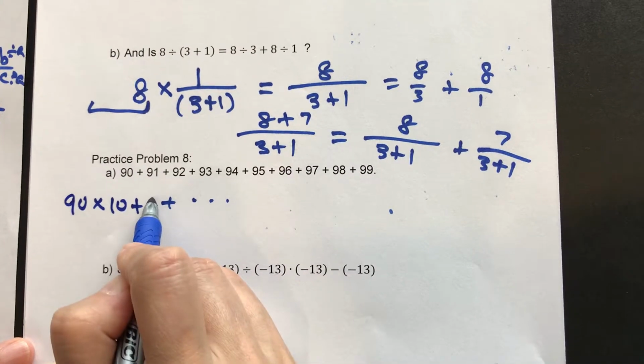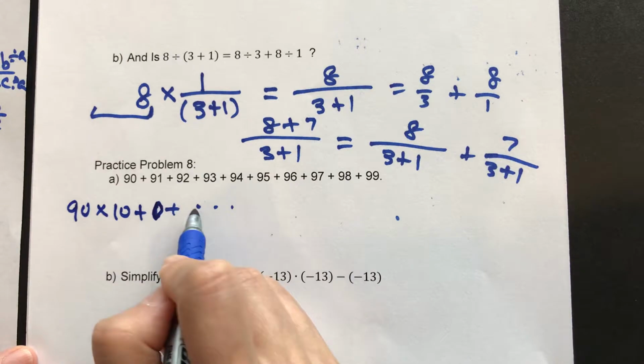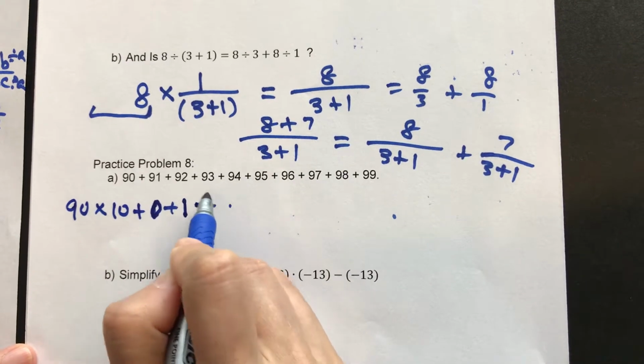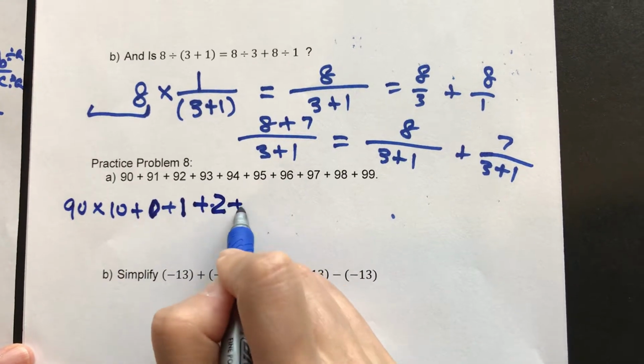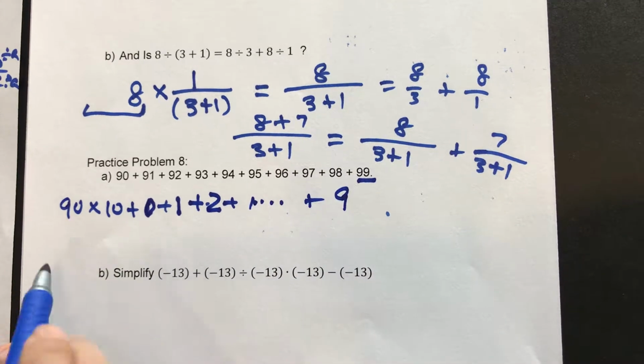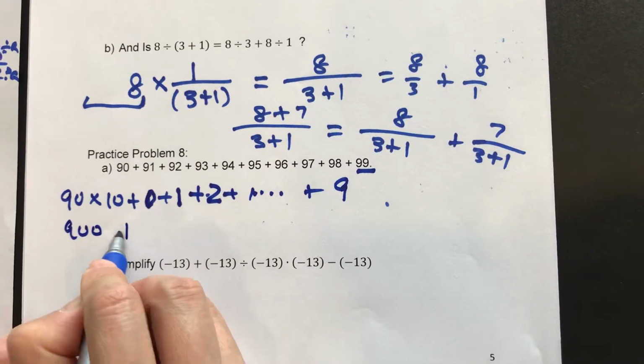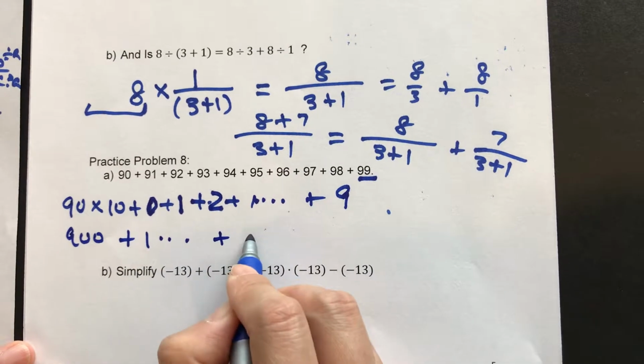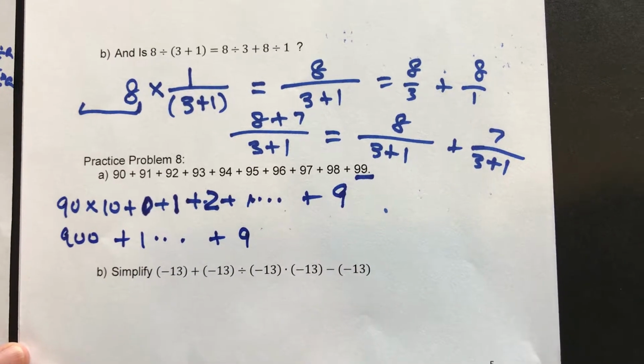The first one would be left with 0, and the second one would be left with 1. The third one would be left with 2, adding all the way up to the remainder of 9. So you have 900 plus 1 all the way to 9. So this is one way to solve it.